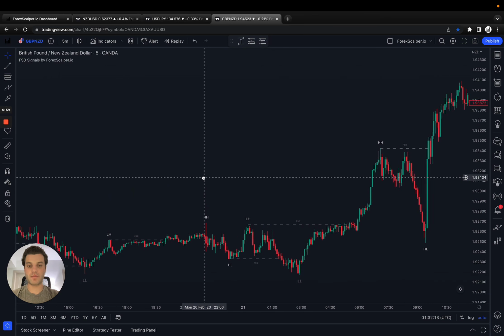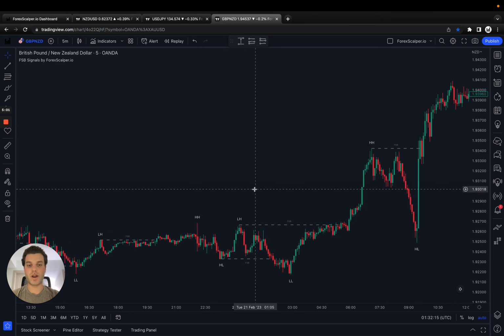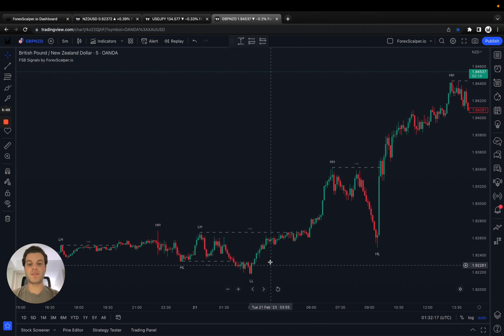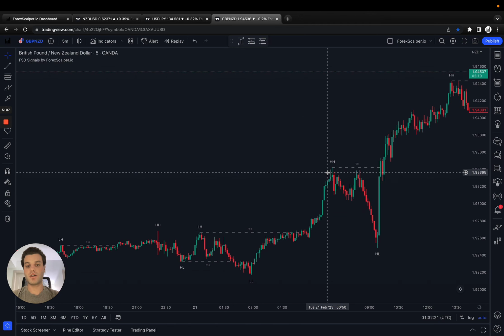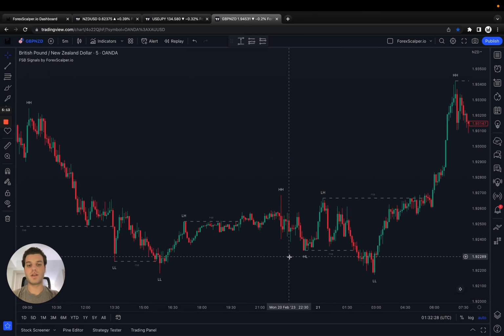So now if we come here, right? We're only looking for buy trades. We see that here we could have taken this trade, right? But based off of these criteria, this is still a lower low, which means it's still trending downwards.